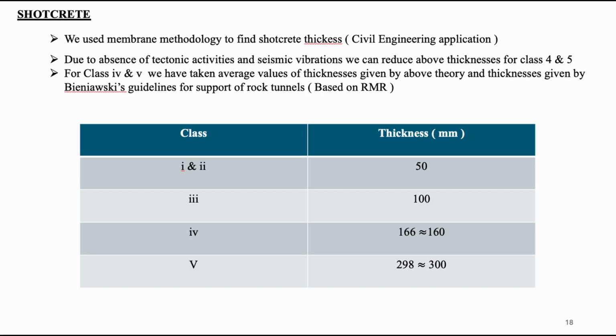Shotcrete. In order to find the shotcrete thicknesses, we used the membrane resistance method, which is used in civil engineering applications. The table shows shotcrete thicknesses used in the corresponding support classes. Due to the absence of tectonic activity and seismic vibrations, we can reduce the above thicknesses for classes 4 and 5. We have taken average values of thicknesses given by the above theory and thicknesses given by Bieniawski's guidelines for rock supports.